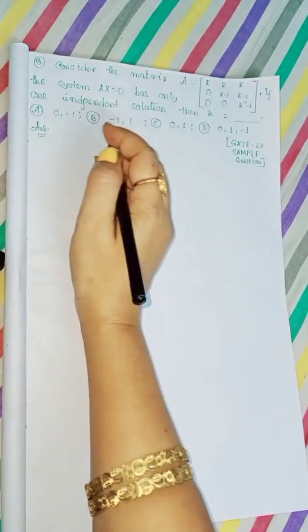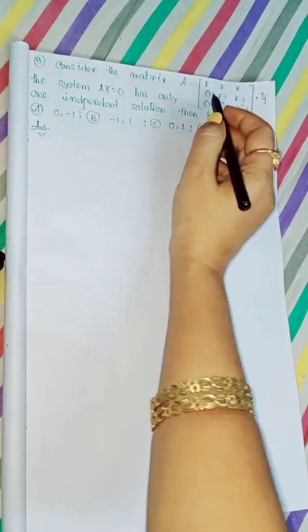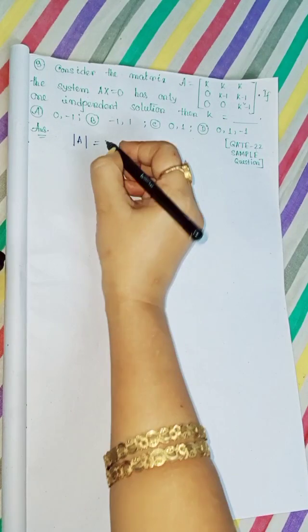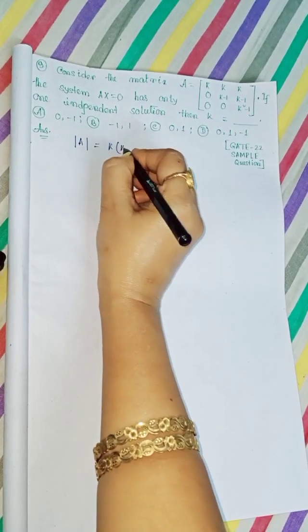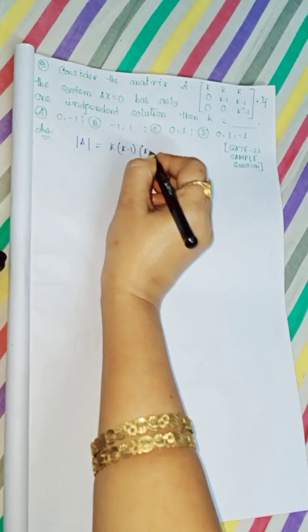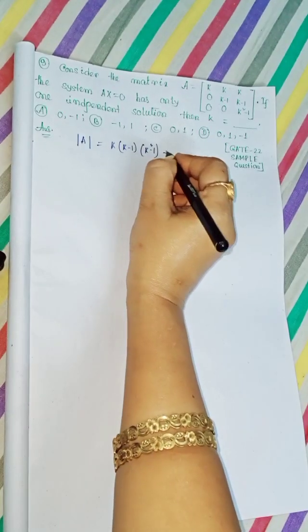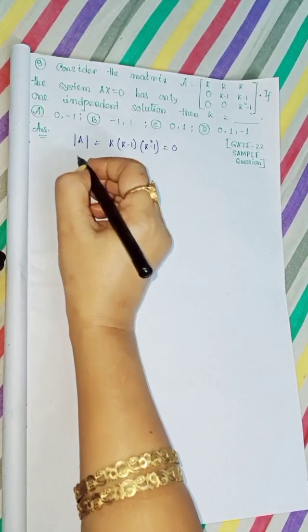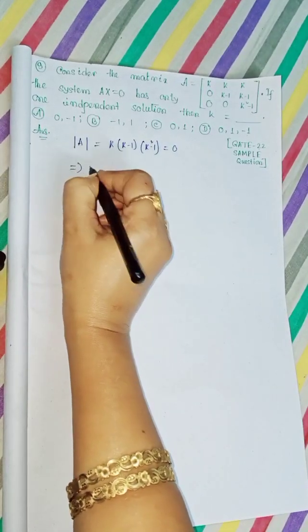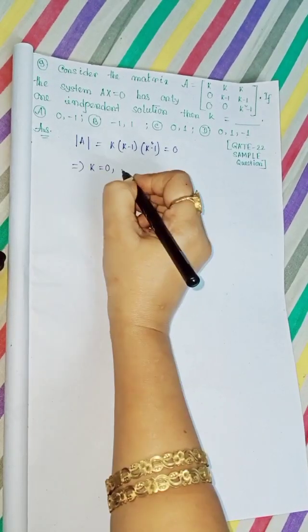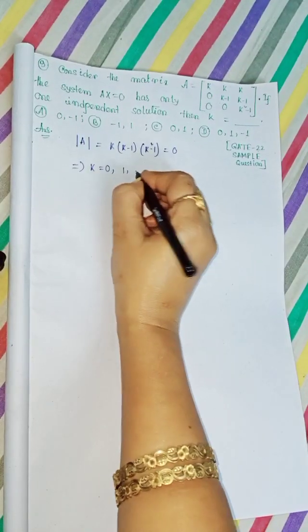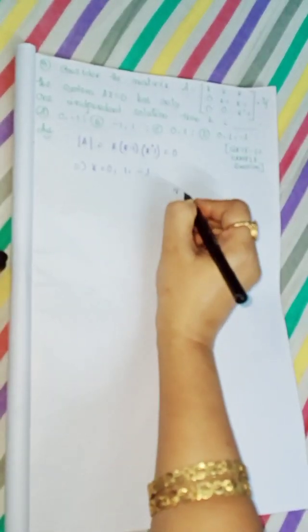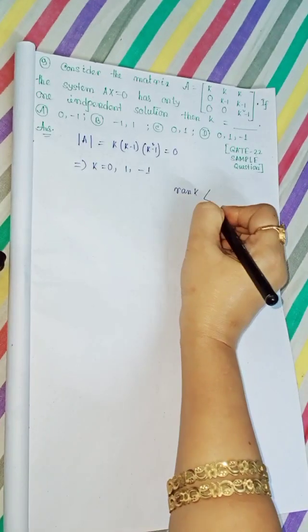So let's try to solve this. Here is a matrix given. So determinant of A is equal to k into (k minus 1) into (k minus 1)(k square minus 1) is equal to 0. So here we see the values of k are either 0 or 1 or minus 1. Okay, so now we know rank is less than order.